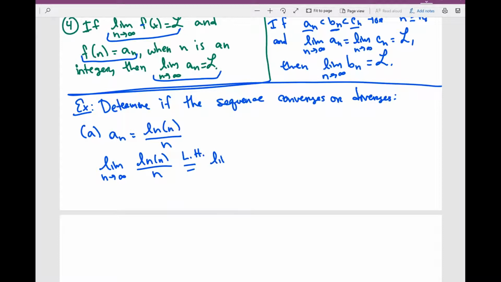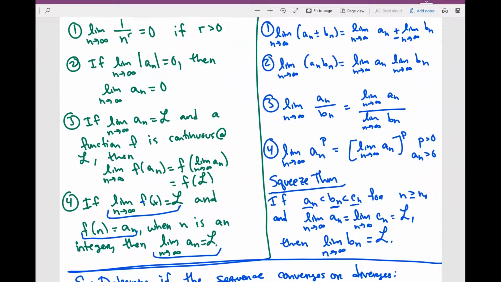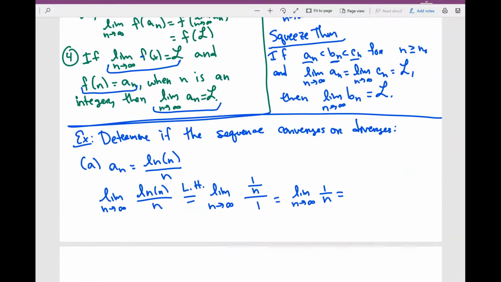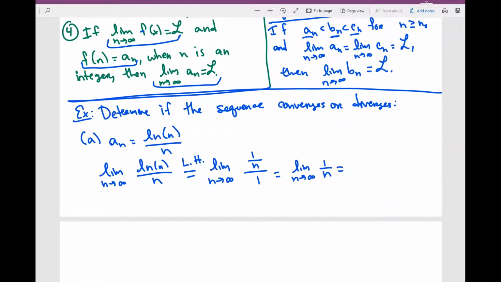So L'Hopital's rule, so the limit as n goes to infinity, the derivative of ln of n is going to be 1 over n, divided by the derivative of n, which is just 1. So we have the limit as n goes to infinity of 1 over n. Based on this, you can look at property number 1, which basically says that the limit of 1 over n to the power of r, as long as r is greater than 0, is equal to 0. In this case, the power is 1, which is greater than 0, so this thing is going to be 0. Another way that you could have done it, plug in infinity, you also get 0. Okay? So because it's 0, this thing converges.